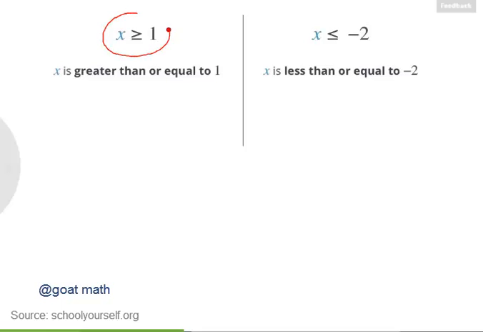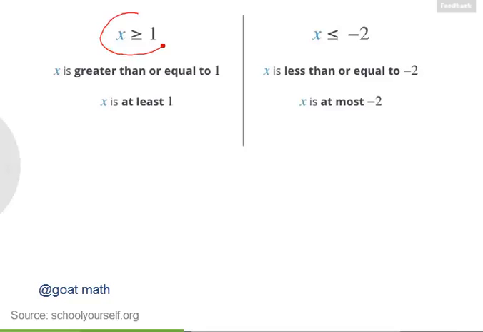You can also read this one as x is at least 1. If you think about it, it makes sense. If x is at least 1, that means it could be 1 or any number bigger than 1. In other words, x is greater than or equal to 1. And another way to say this is that x is at most -2. So x could be -2, but that's the most it could be. So it's any number less than or equal to -2.